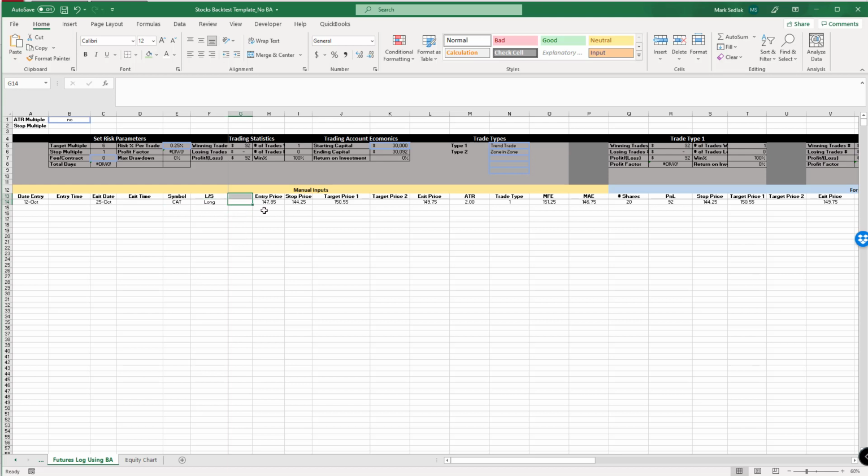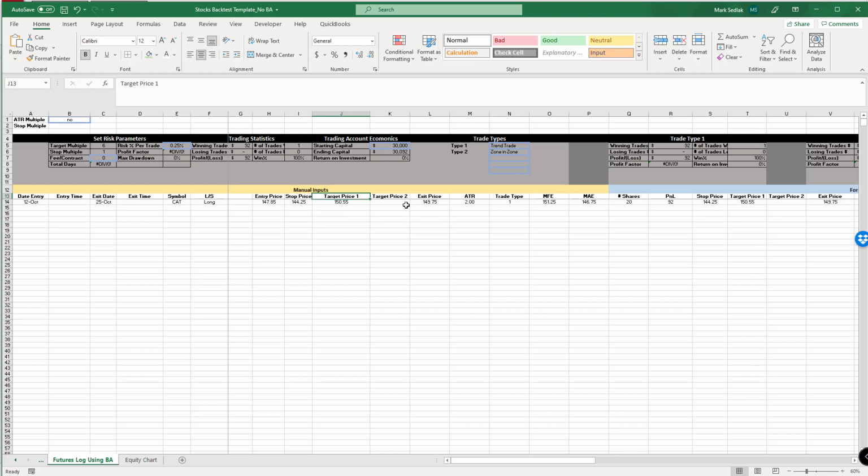Looks like I can remove that. It's not being used. Entry price, your stop price. So this is going to be where you get in the trade. This is going to be where you place your stop. The target, maybe you have multiple targets.